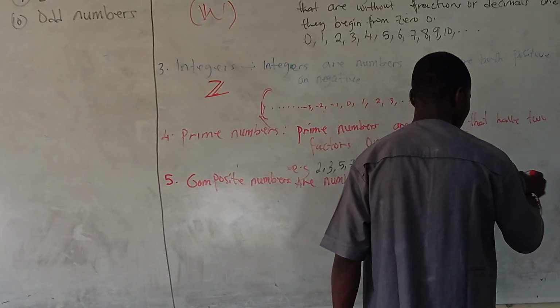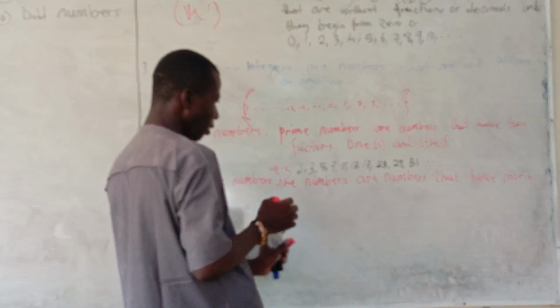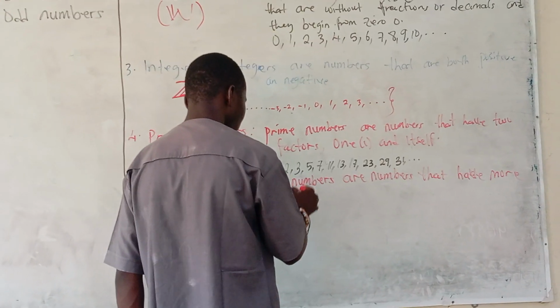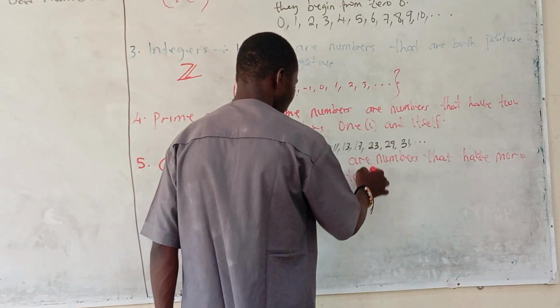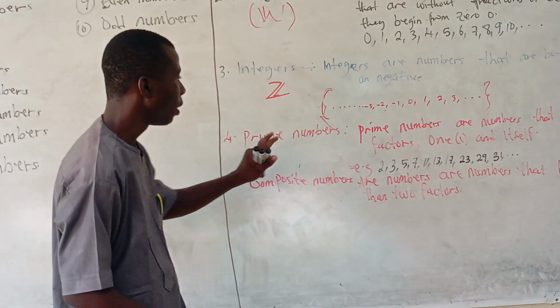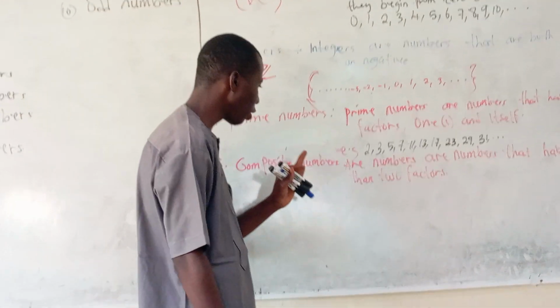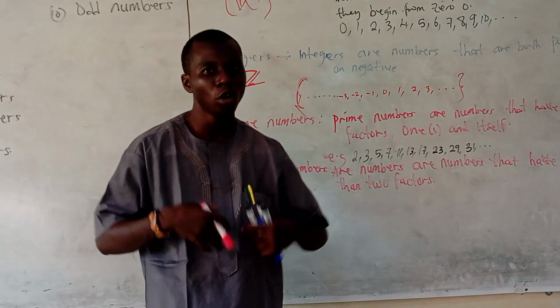That have more than 2 factors. Composite numbers are numbers that have more than 2 factors. They have more than 2 factors. We call them composite numbers. You can see that prime numbers are numbers that have only 2 factors, 1 and itself, while composite numbers are numbers that have more than 2 factors.